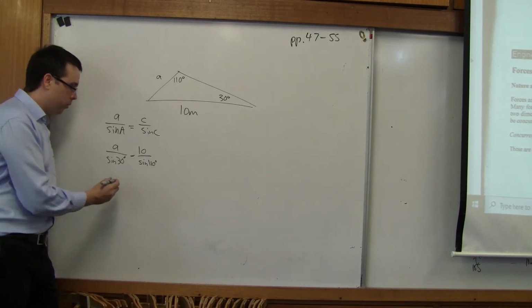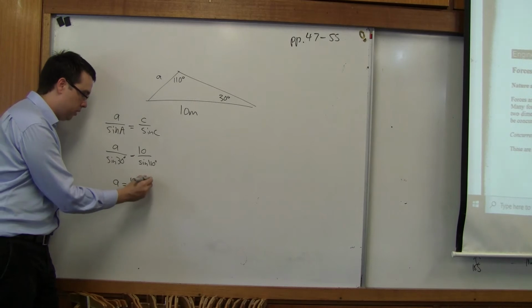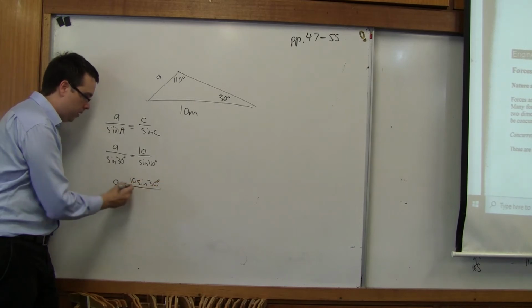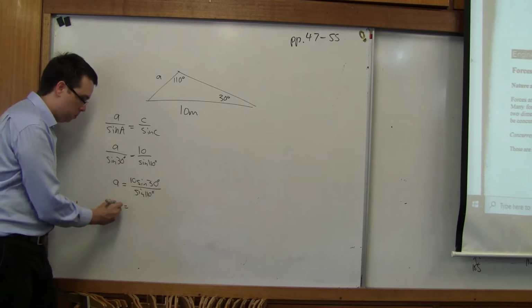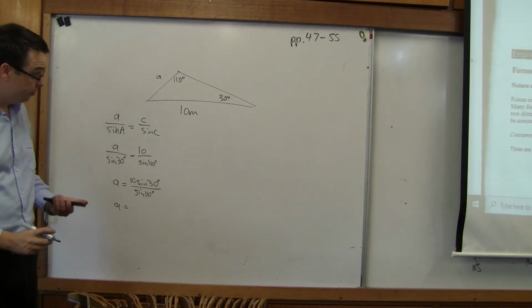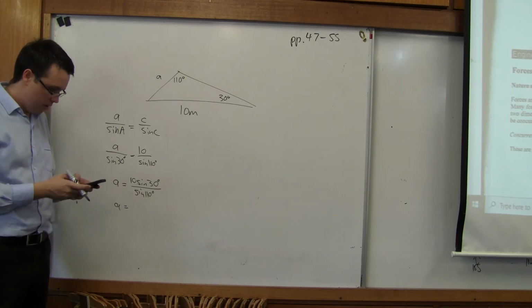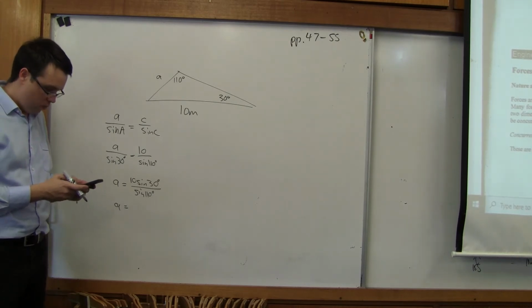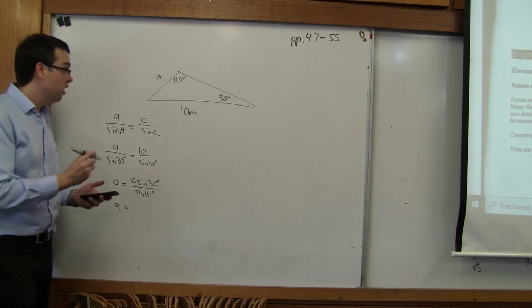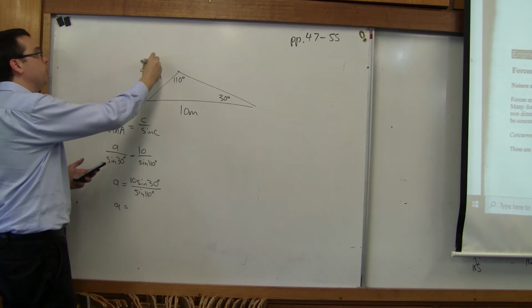Okay, so how do I write that? Well, then I'm going to say a equals 10 sine 30 divided by sine 110. Okay, 10 sine 30 equals that, divided by, I should have been able to do that in my head, sine 110 equals 5.3. Okay, that's pretty good.